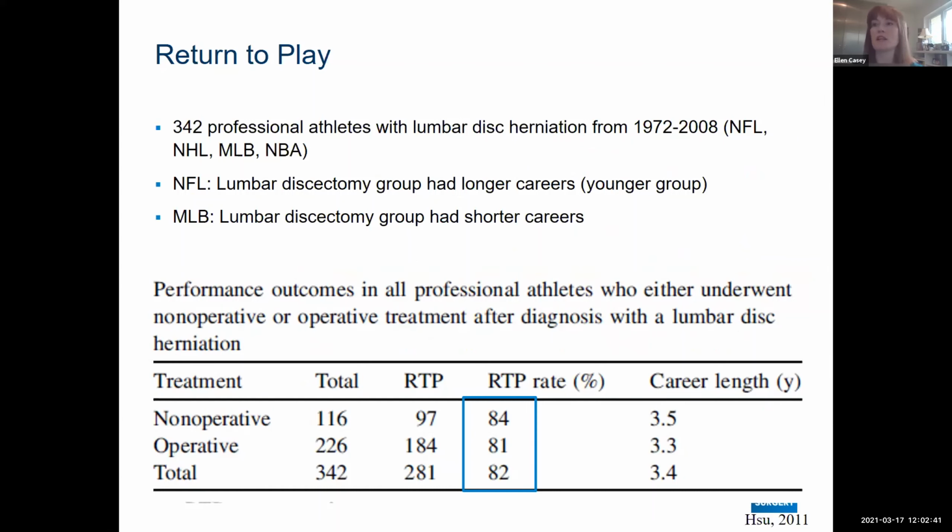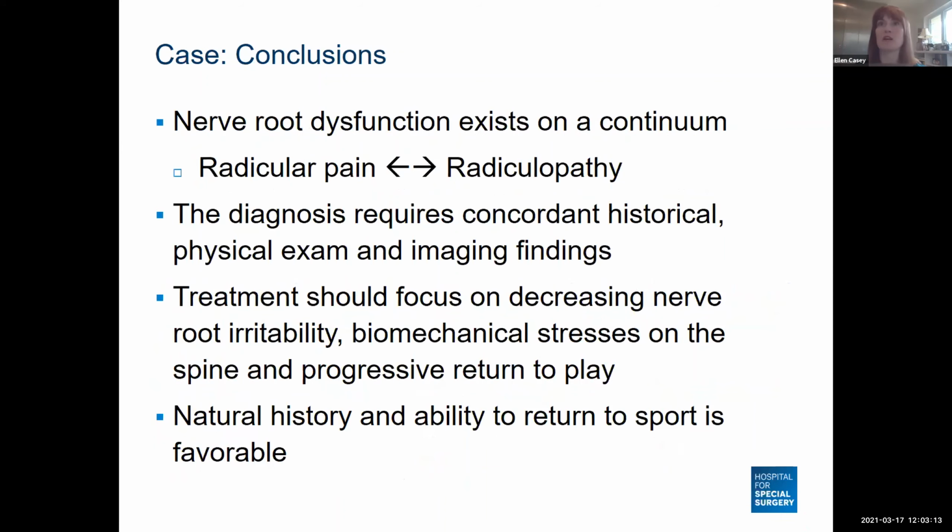This is a more recent study by Wellington Sue out of Northwestern, who looked at pro athletes in the NFL, NHL, MLB, and NBA. I think the big take home here is if you look at the return to play rate, regardless of operative or non-operative treatment, about 80% are returning to play. And that's kind of what we see in the non-athlete: the overall prognosis is favorable, but it's how you treat people in the short term so that they can tap into that natural recovery.